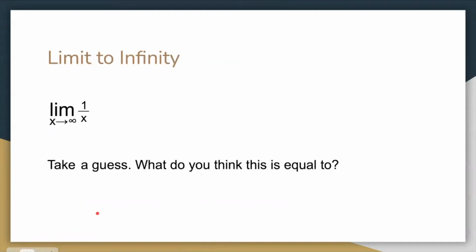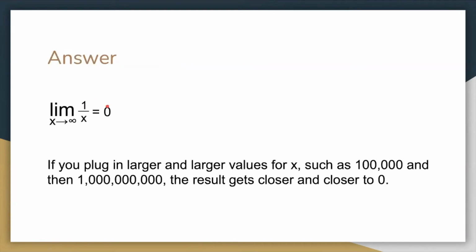All right, so the first concept we're going to learn today is the limit to infinity. So we have the limit as x approaches infinity of 1 over x. So take a guess. What do you think this is equal to? All right, the answer is 0, because if you plug in larger and larger values for x, such as 100,000 and then a billion, the result is going to get closer and closer to 0. So it's going to be like 0.00001 and then 0.0000001, and you can keep on adding zeros.